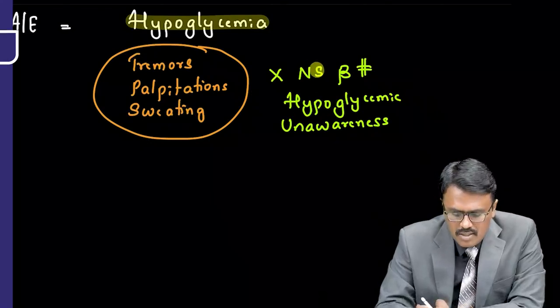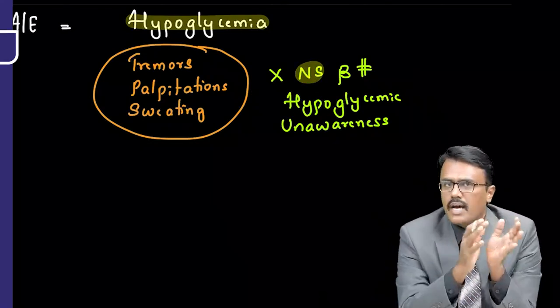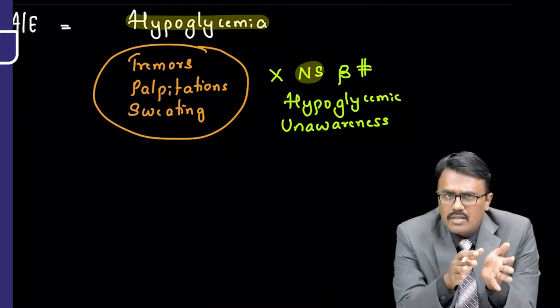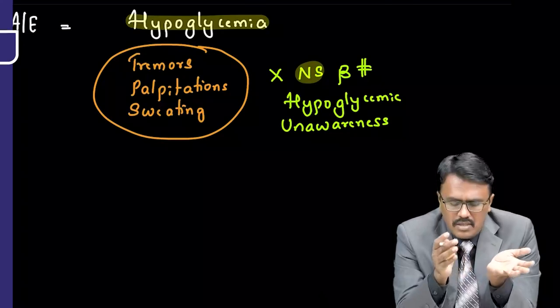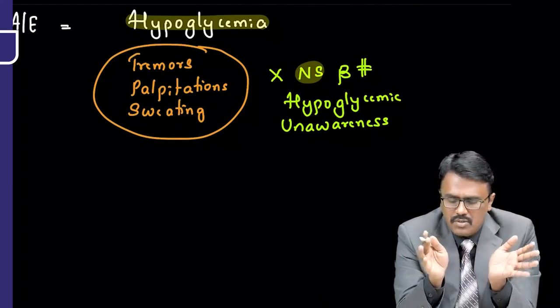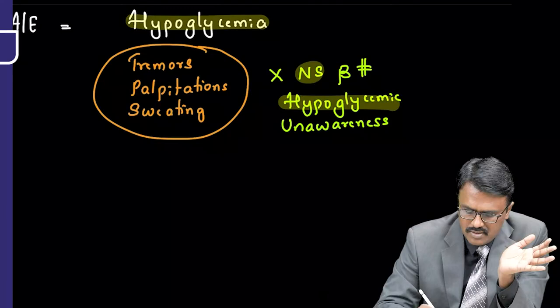But when we use a non-selective beta blocker, suppose a patient is diabetic and hypertensive, or has migraine, and we have given a non-selective beta blocker like propranolol, the patient will not have tremors and palpitation. The only thing he will have is sweating. So that is called hypoglycemic unawareness.